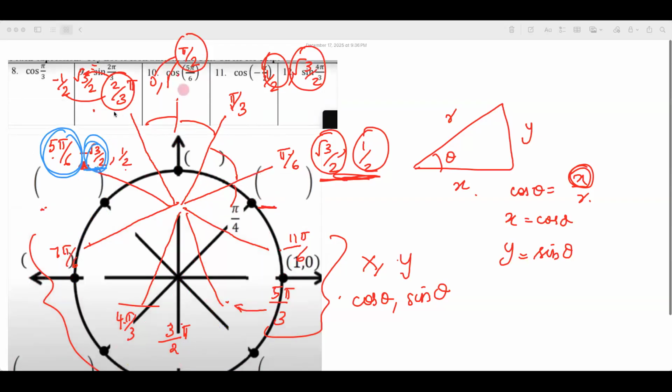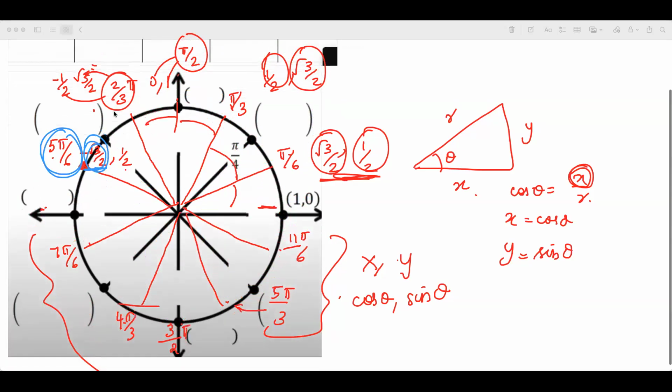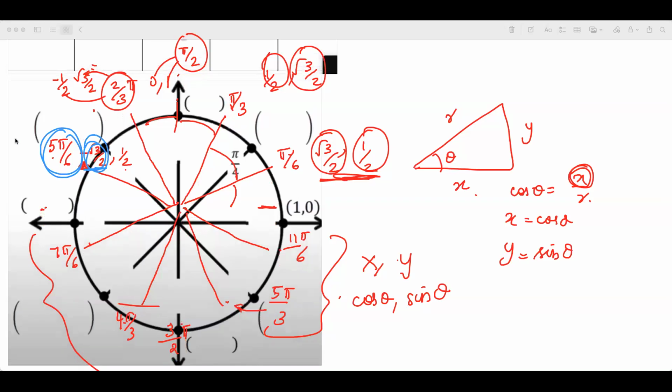The second question asked cos minus pi by 2. What is cos minus pi by 2? The minus pi by 2 angle is here. You are going to come in the reverse 90 degrees. This xy point is 0, minus 1. This is cos, this is sine: cos 3 pi by 2, sine 3 pi by 2. We were asked for minus pi by 2, which is the same as 3 pi by 2. So cos minus pi by 2 will be 0. Any questions?